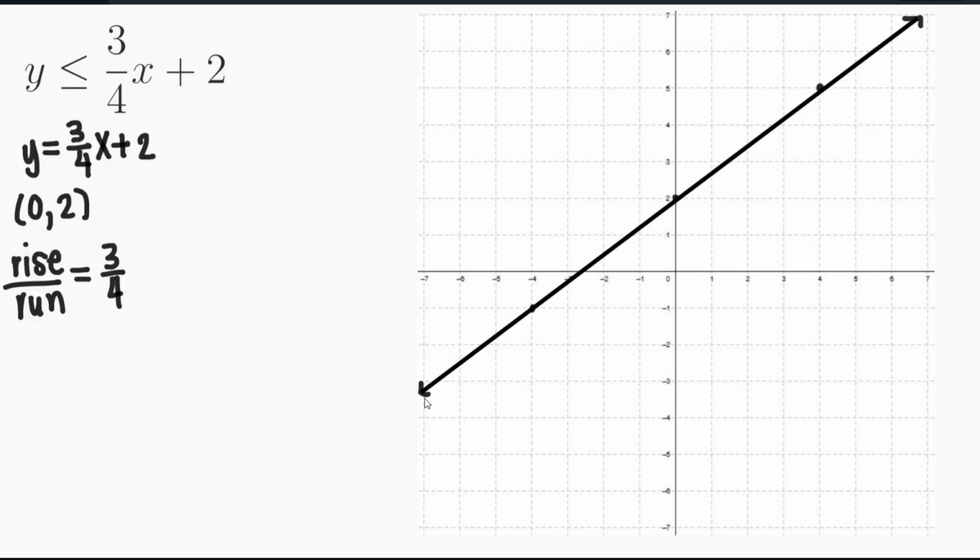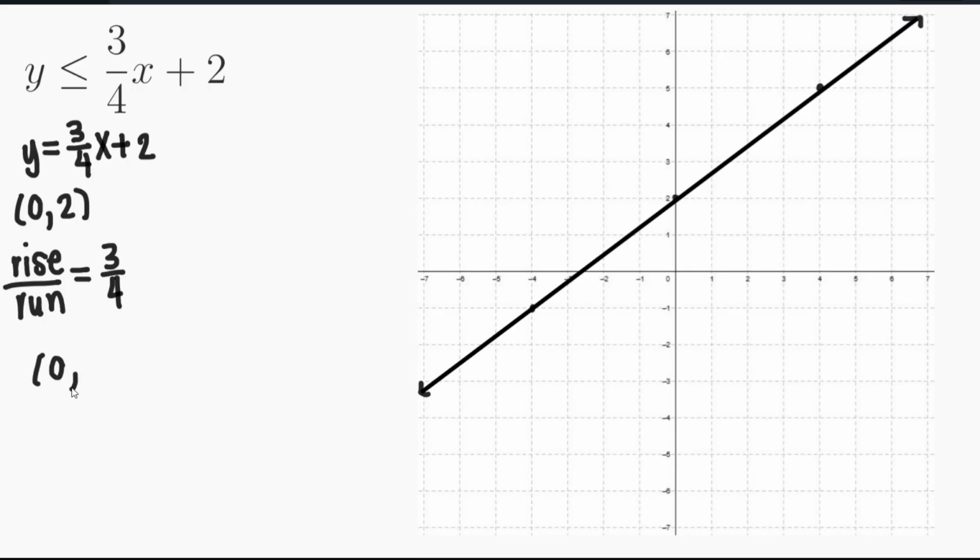Now we need to find which side we should mark our solution set. We can do this by plugging in any point. If it makes the inequality true, then we know it's part of our solution set. Why don't we plug in 0, 0 right here? Because it's a relatively easy point to plug in.